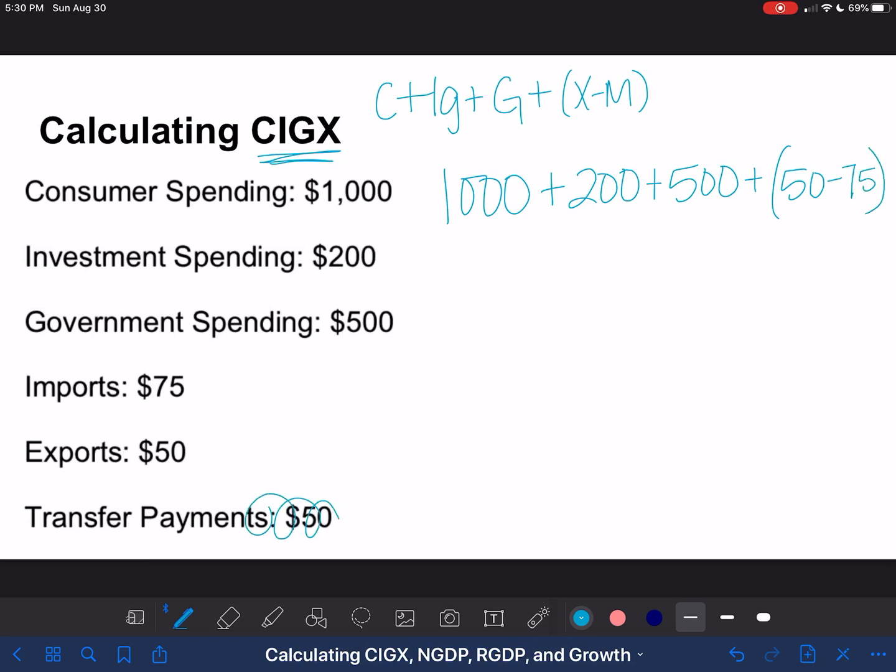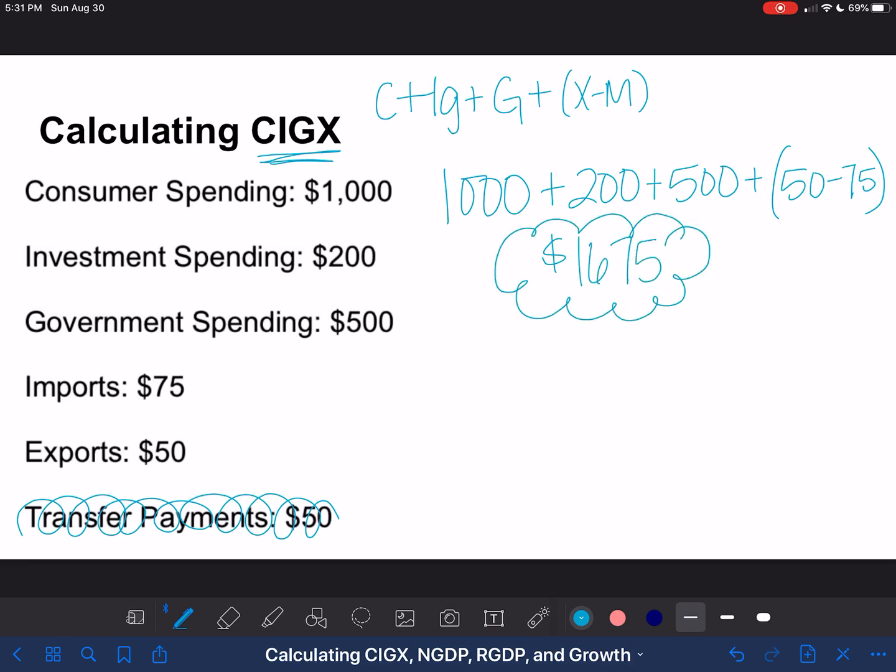The number we don't use here is transfer payments. That's a distractor. If we add these numbers together, we should get 1675, and that is how you calculate CIGX.